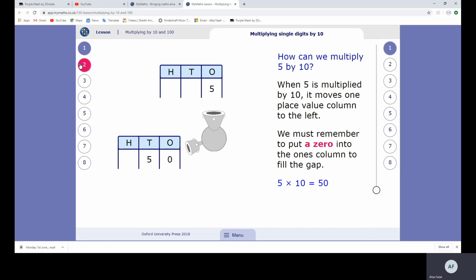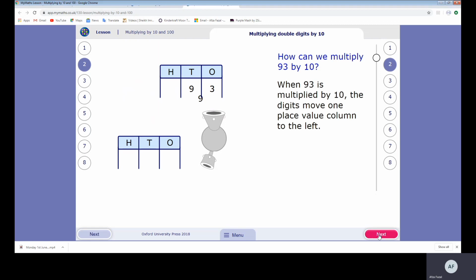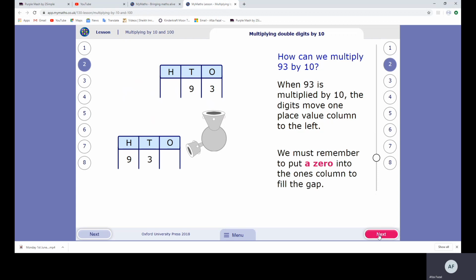Okay? So, next up, 93. The 9 would move one place value, the 3 would move one place value. And in the 1s, you would have a 0 as a place value holder. So when 93 is multiplied by 10, the digits move one place value column to the left. We must remember to put a 0 into the 1s column to fill the gap, so to hold the place value.